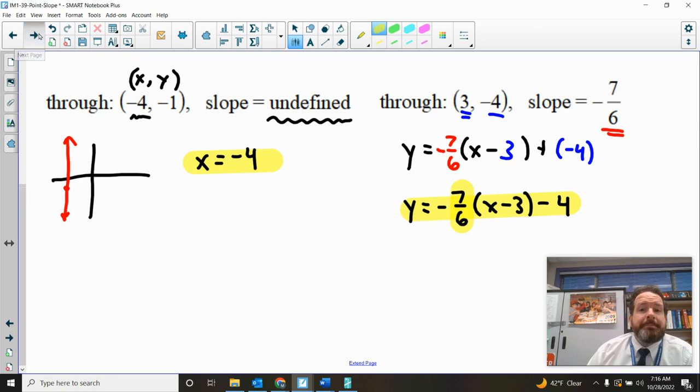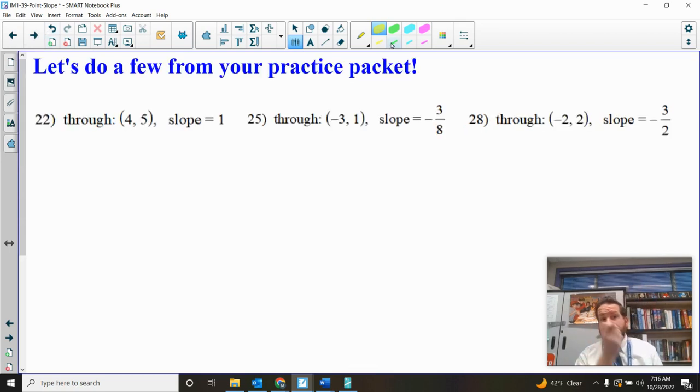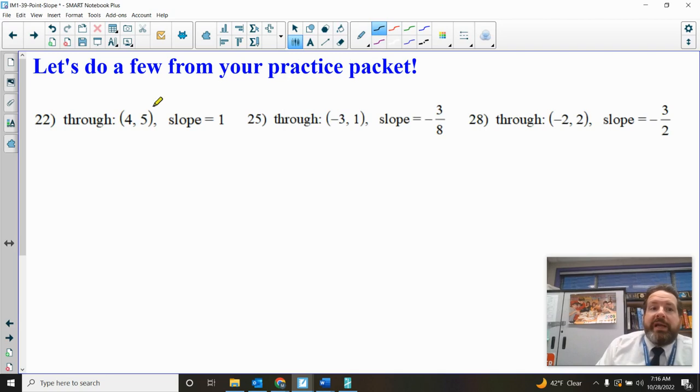To finish up, let's just now do a few that are from the practice packet. So if these aren't already finished, find them on your practice packet. We'll start at the front. I would like you to do a quick pause. Try it yourself. Unpause when you're ready to check.